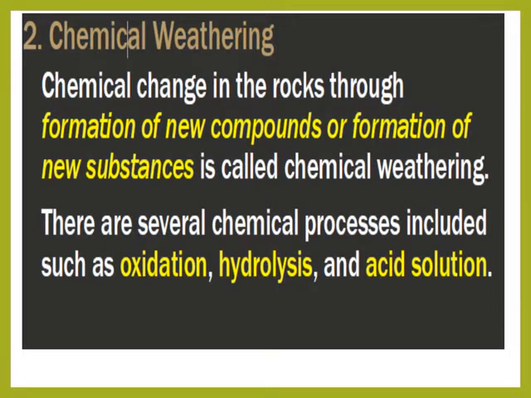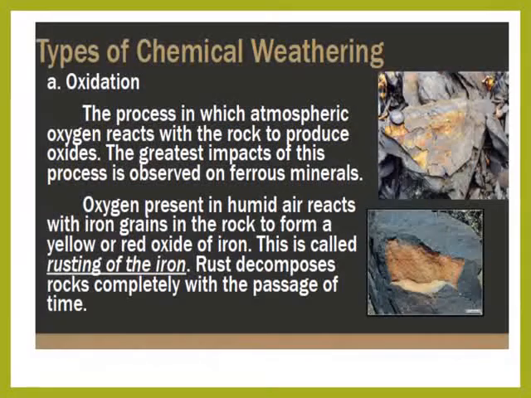There are various chemical processes: oxidation, hydrolysis and acid solution. Let us see each one in detail. Oxidation is nothing but the atmospheric oxygen reacting with the rocks to produce oxides. It is especially observed in ferrous minerals, that is iron, like the rusting of iron. As I already told you, the gate will get weathered when sunlight and rain fall on it continuously. That is one best example of oxidation.